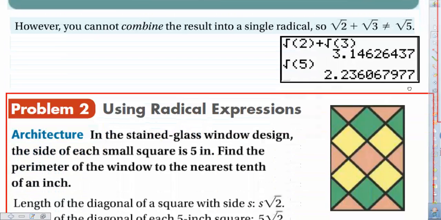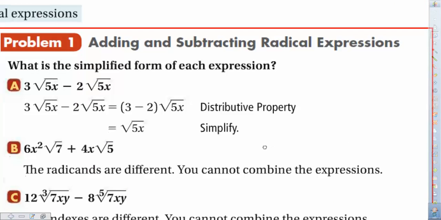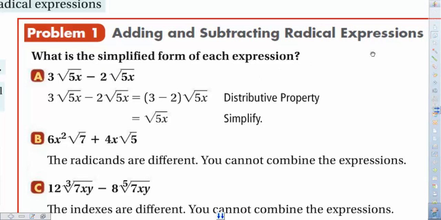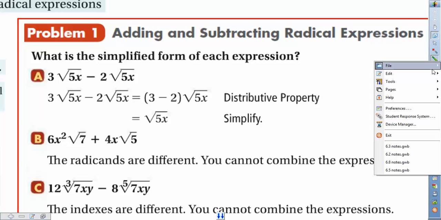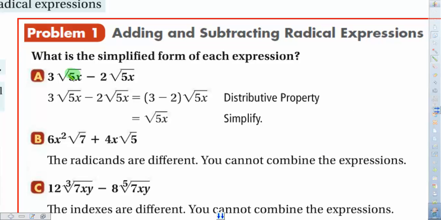Okay, so looking at problem number 1 right over here. What is the simplified form? So the first thing that you're going to have to successfully do is look and make sure, are these like radicals? And sure enough, these are like radicals. Because these are like radicals, all it's really essentially asking us to do is take that 3 and subtract that 2. And wouldn't that give us 1 of those square roots of 5? Don't put that 1 right there. Remember, the most simplified answer there that we can write would be just the square root of 5.